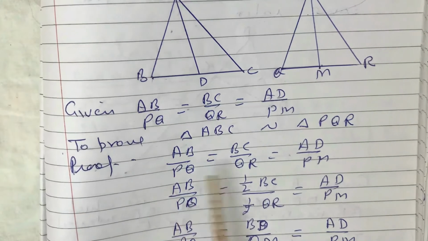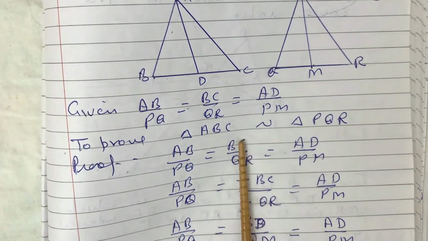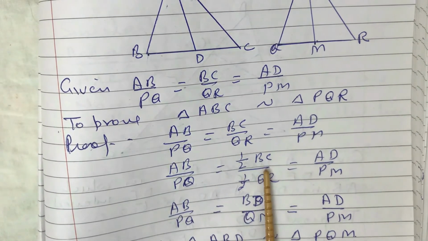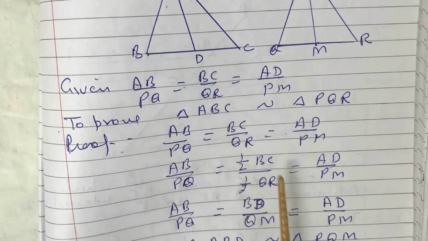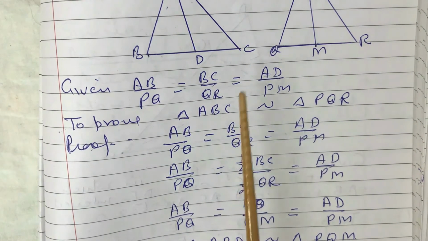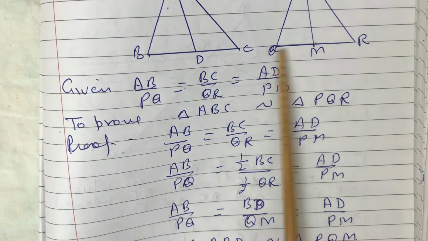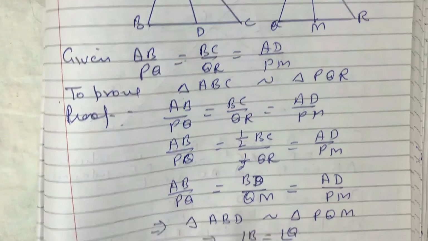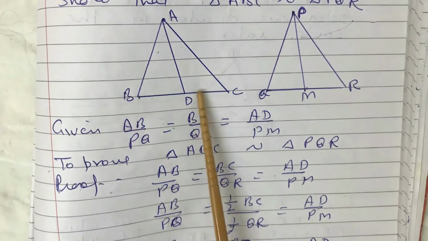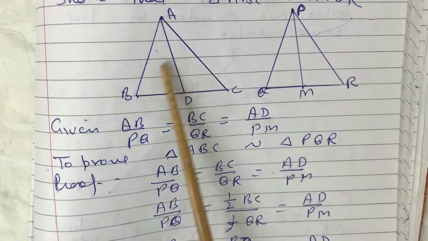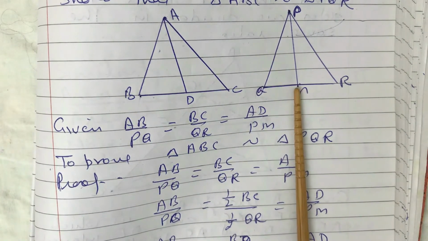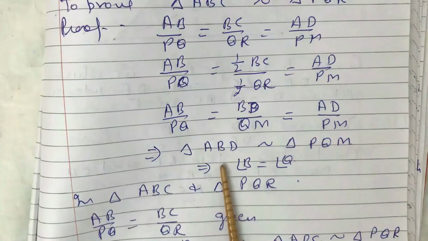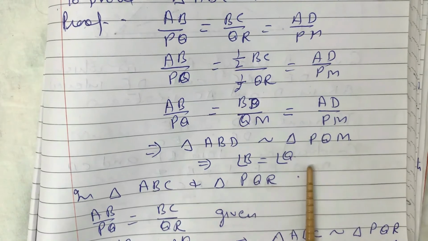Now this is given to us. Multiply numerator and denominator by half. I'll get AB by PQ is equal to half of BC. Half of BC is BD. So this BD can be written here. Half of QR is equal to QM. So this is QM. So this is equal to AD by PM. Now it means this smaller triangle and this smaller triangle, ABD and PQM, are similar. If these two triangles are similar, it means angle B is equal to angle Q.